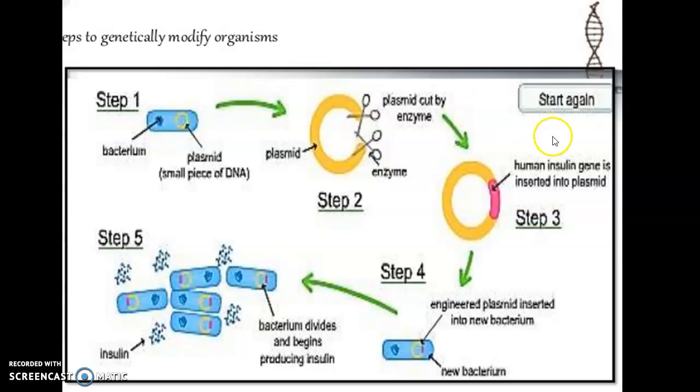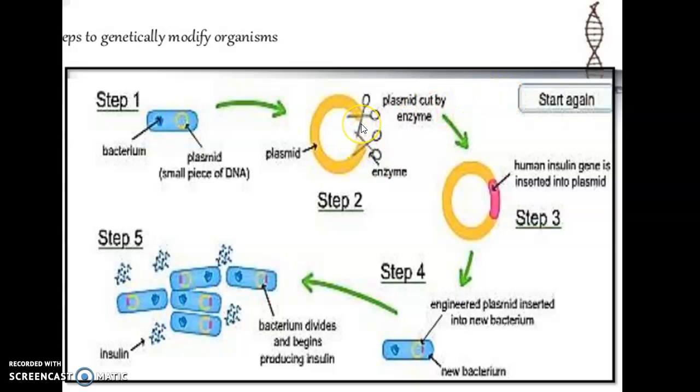Simultaneously, we isolate the desired gene from its host source. Here, we isolate the insulin controlling gene from the human cell, that is the beta cell of the islets of Langerhans of the pancreas. This beta cell controls the production of insulin by the gene, and we isolate that gene.